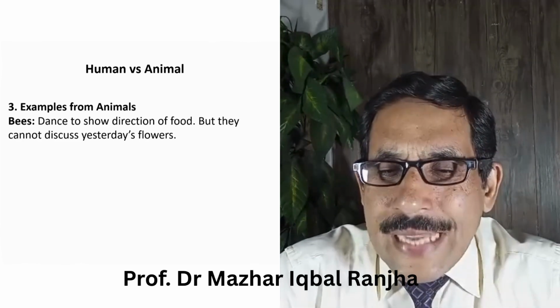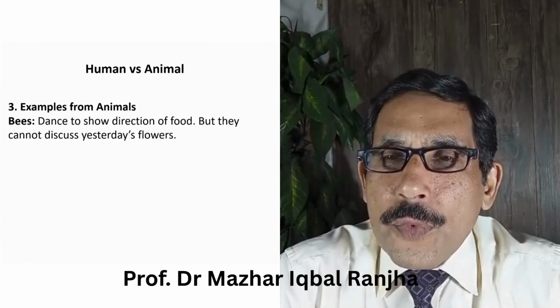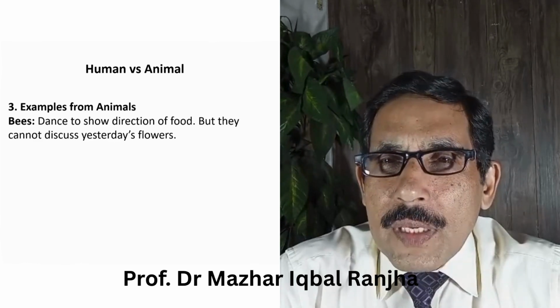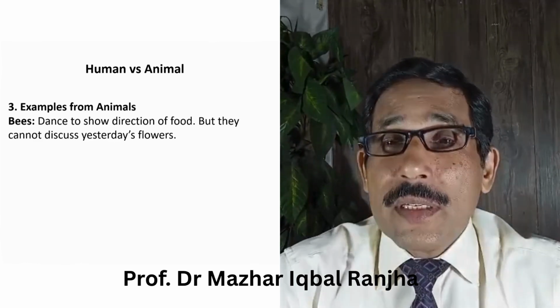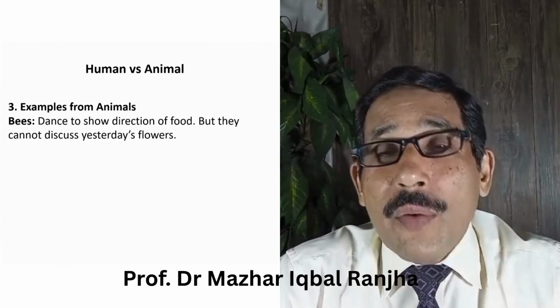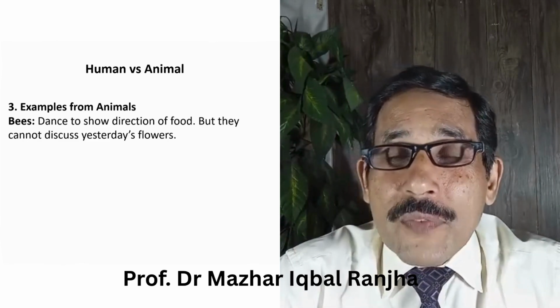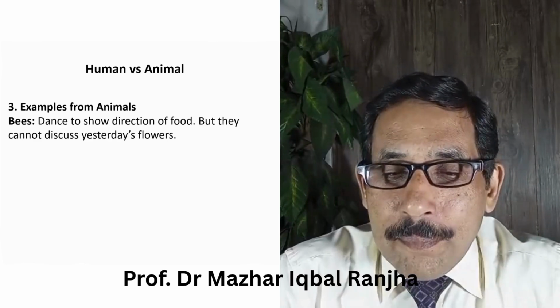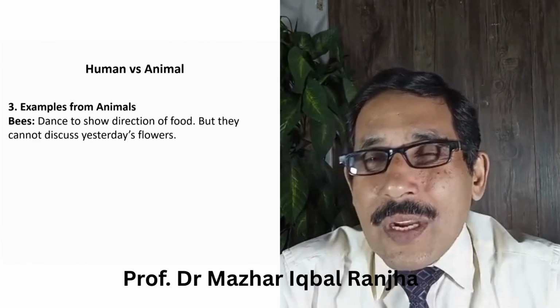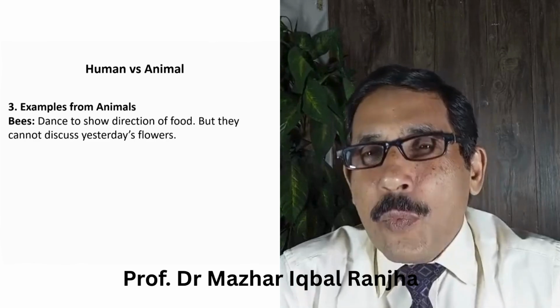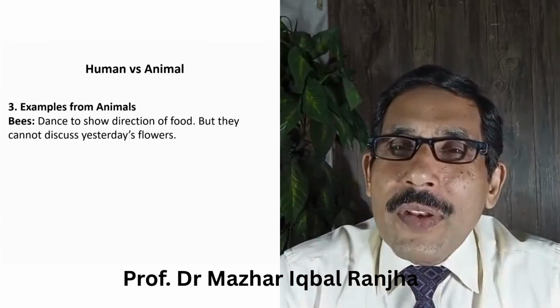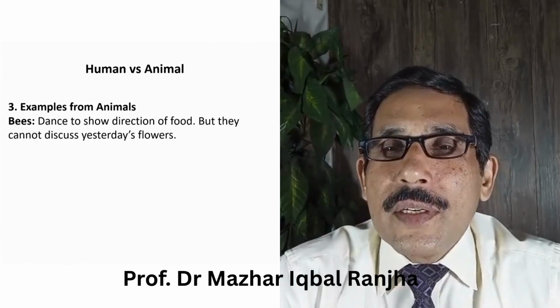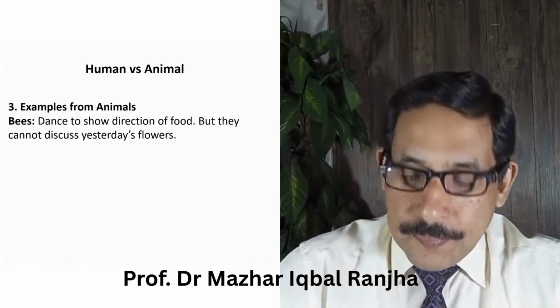Bees dance to show the direction of food. They tell their members where the food is, how much food there is, and how long it will take. But they can't discuss what kind of data they collected yesterday and what is expected tomorrow. They will only talk about the present or a particular time.